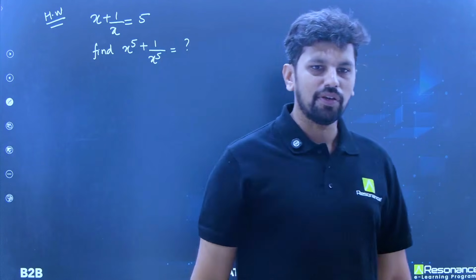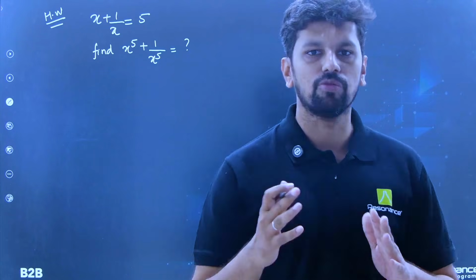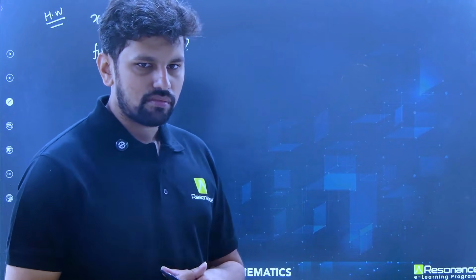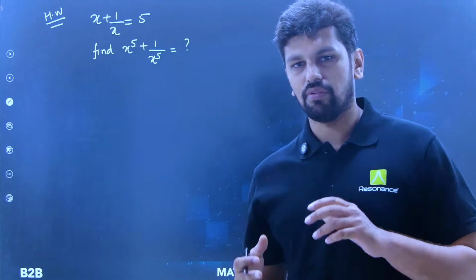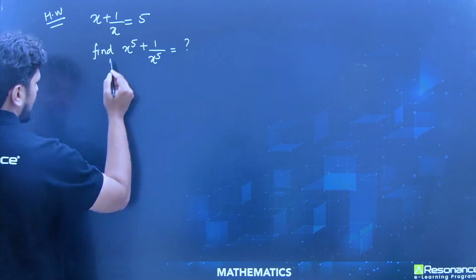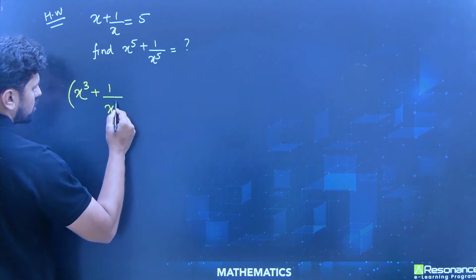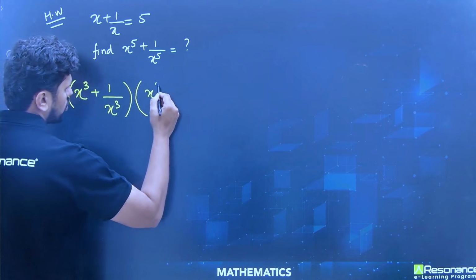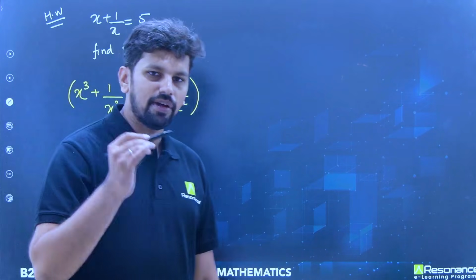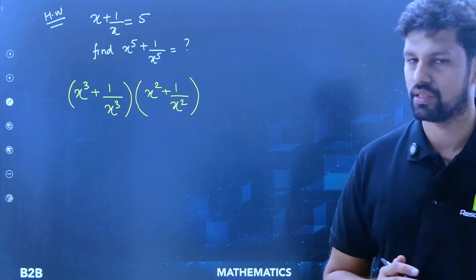But we all know we have no formula for x to the power 5 plus 1 upon x to the power 5. We have the cubic formula, we have the square formula. So we will apply a logic. Logic says: how to get x to the power 5? I will just multiply x cube plus 1 upon x cube into x square plus 1 upon x square. Listen carefully.